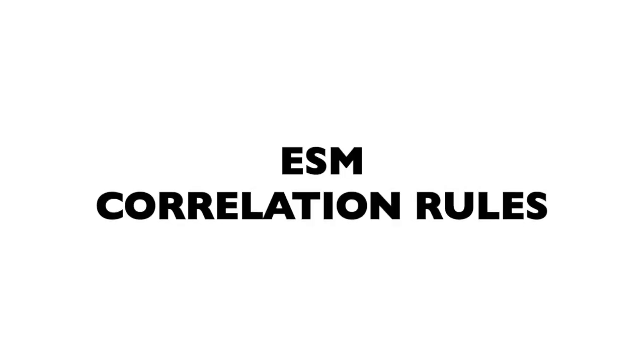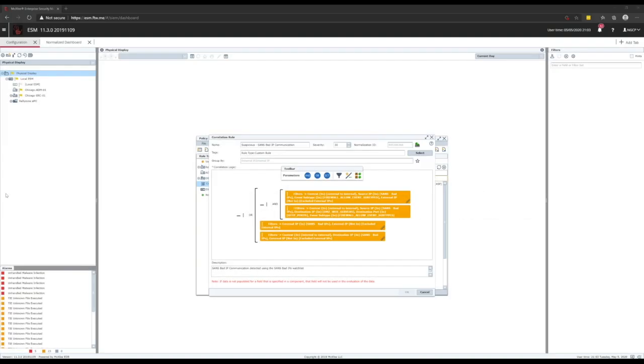Another way we can use our watch list is in a correlation rule. Correlation rules allow us to use more advanced Boolean logic to help eliminate unwanted noise and focus on a specific set of criteria we wish to monitor. In this example, I've created a correlation rule to monitor communication with the IPs found in the SANS bad IP watch list we created earlier. I will not go into how best to create a correlation rule in this video.